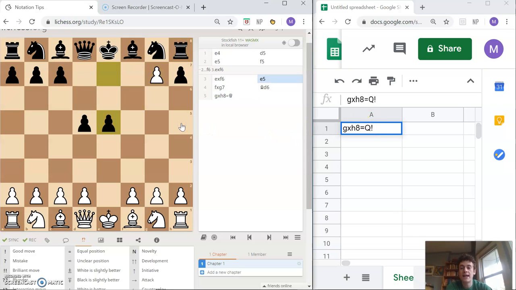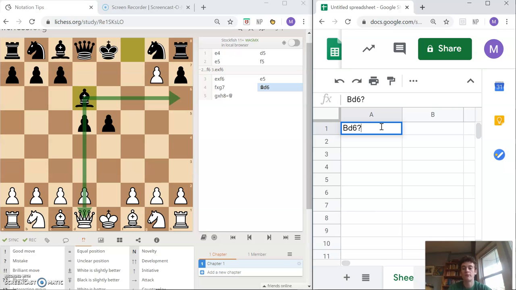And what is a question mark? Well, a question mark, we could say right here, bishop d6, if we wanted to write that out, right? Because our bishop is on d6, if we're going right across. This is going to be bishop d6 question mark, because question marks are used for mistakes, and this is obviously a mistake because now we get our exclamation mark move.